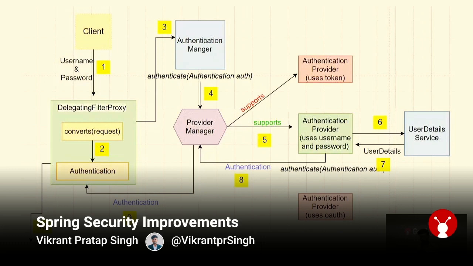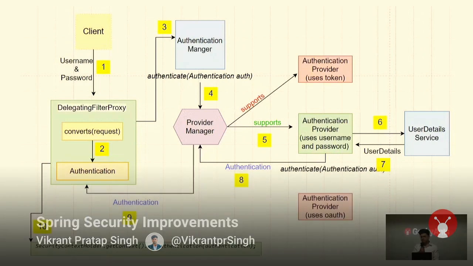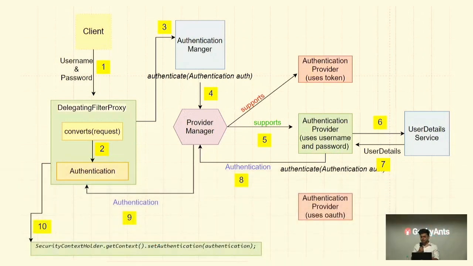Suppose here we are using username and password. The provider manager first checks the type of authentication provider that is capable of handling this request. In our application, we can have multiple types of authentication provider. It can be token-based authentication, username and password-based authentication, and even OAuth authentication. So first it checks which type of authentication provider can handle the user request. Based on this diagram, if the user is passing username and password, the authentication provider here is the username and password based authentication provider.